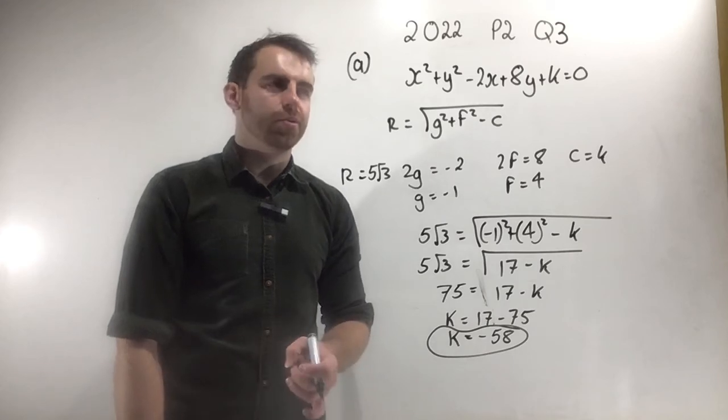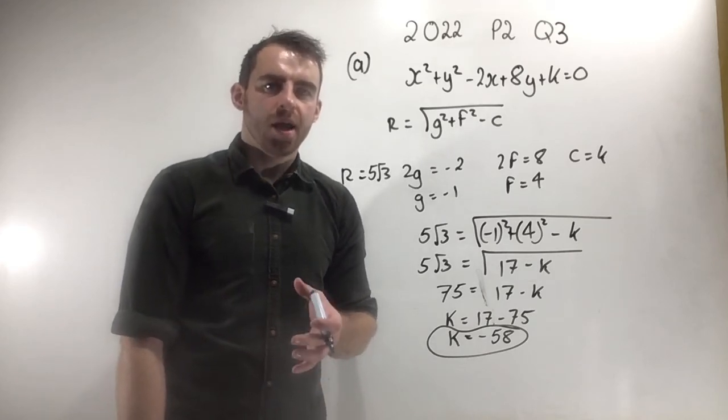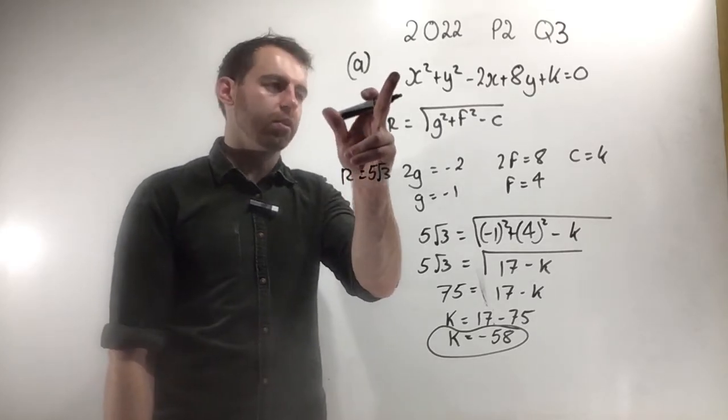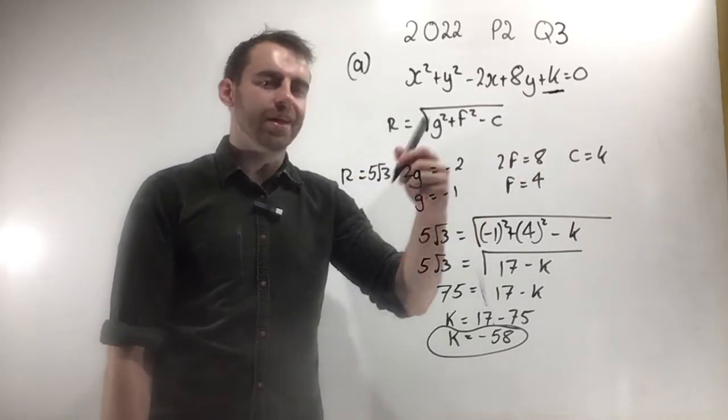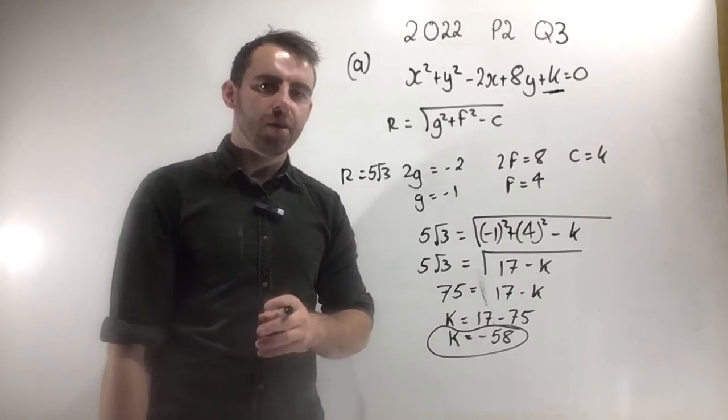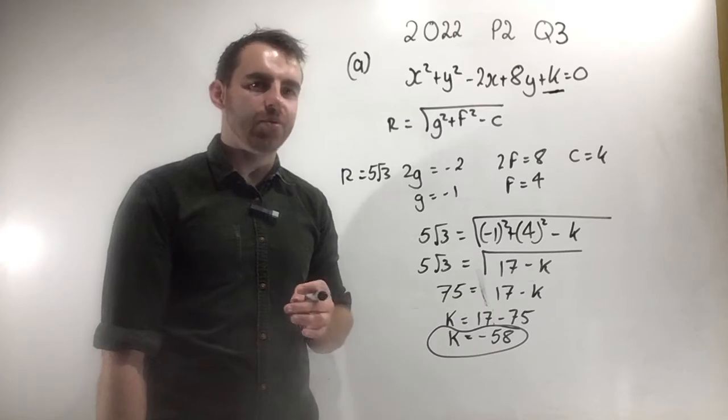Okay, I'm looking at 2022 paper 2 question 3 and we're talking about coordinate geometry of the circle. You're given the equation of a circle except that the constant at the end is k. And we're told that the radius of the circle is 5 root 3. We're asked to use this information to find the value of k.